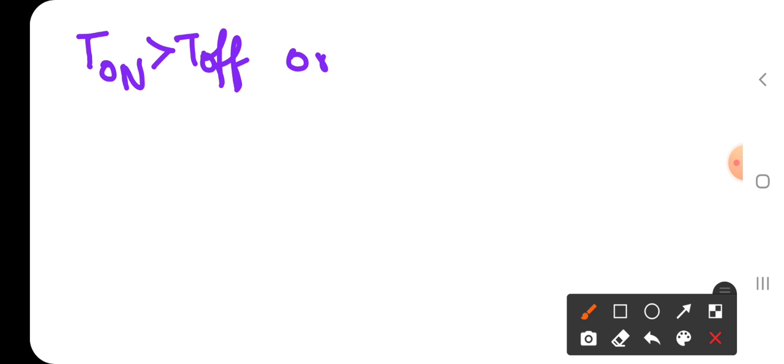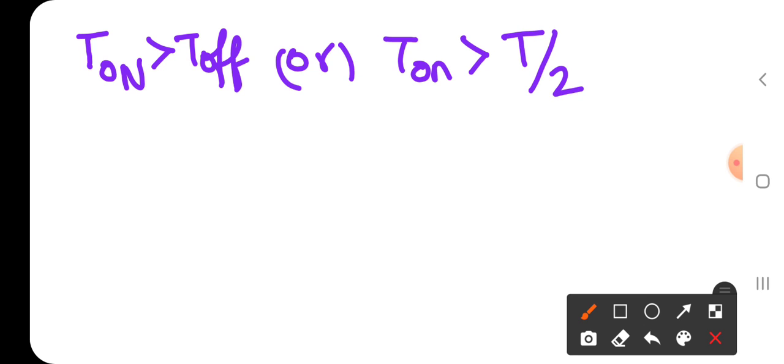Okay. The first case I want to consider is when T on is greater than T by 2. Thus, initially, all choppers are off. Therefore, the load is disconnected from the supply.